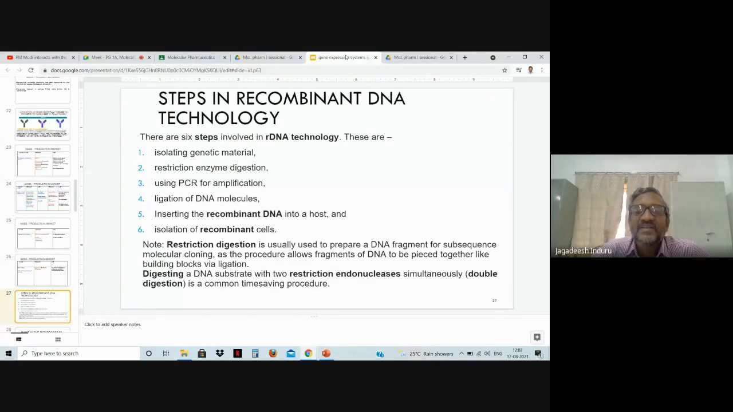Most of the time, the restriction enzyme is used to prepare the DNA fragment for subsequent molecular cloning, as the procedure allows fragmenting the DNA and inserting a new block in its place by ligation. So ligase is the enzyme used to introduce that particular fragment. Once we have done this outside and increased the quantities, we insert these rDNAs into the host. Then the host, the carrier, is grown, and we can use its cells for the synthesis and subsequent production of our proteins.